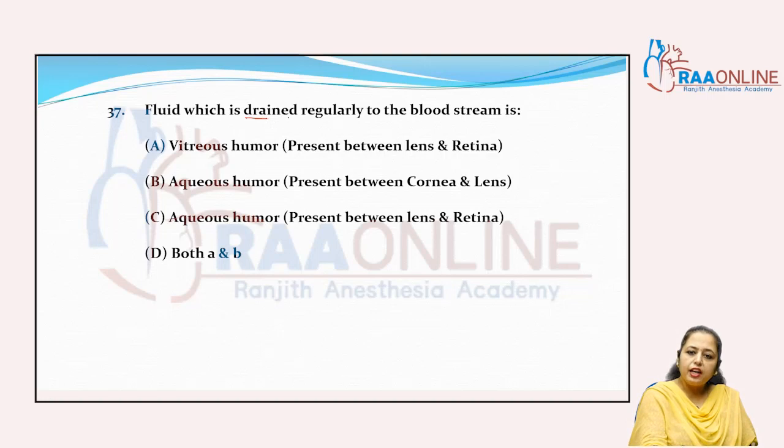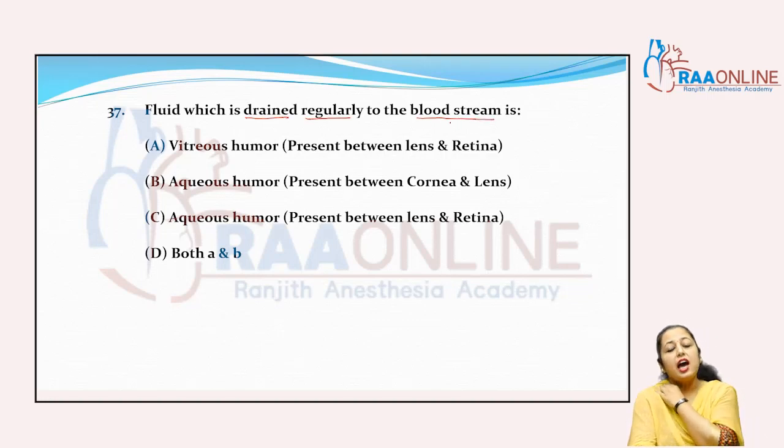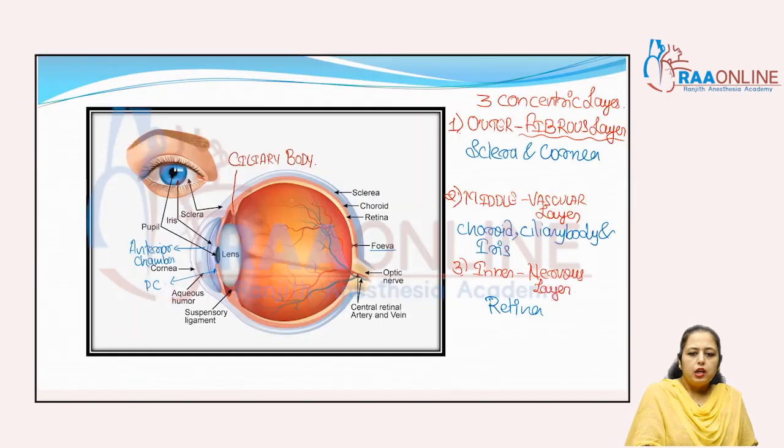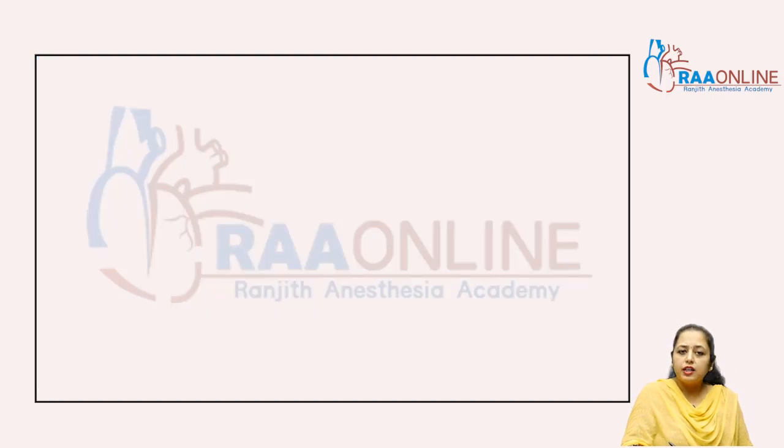The fluid which is drained regularly to the bloodstream, that is the aqueous humor actually. Aqueous humor is drained through the canal of Schlemm, right? Here the canal of Schlemm is present. That canal of Schlemm opens into the blood vessels, and if that aqueous humor is not drained, then what will happen? It creates pressure inside the eye.